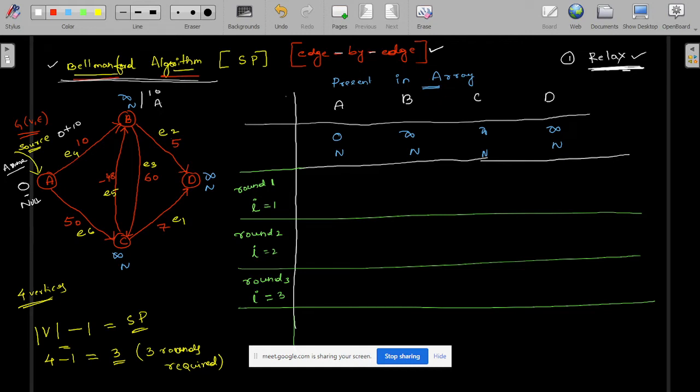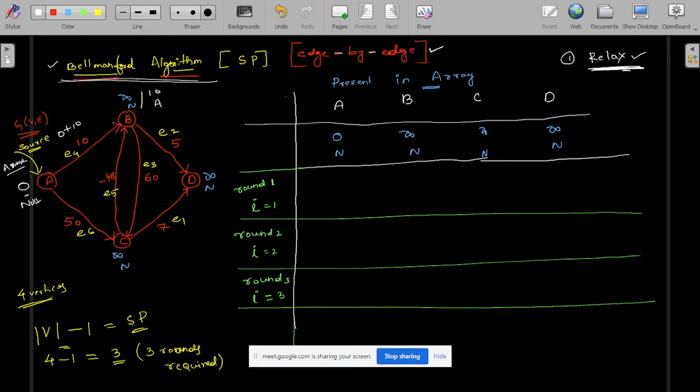Again, what is left is E5. Please see here, from where to where it is going? C to B. Okay, what is the value of C? Infinite minus 48, it will become more or less infinite. Yes or not? So that's why it will not going to change. Here also it will not going to change. Please understand. Okay, clear everyone?